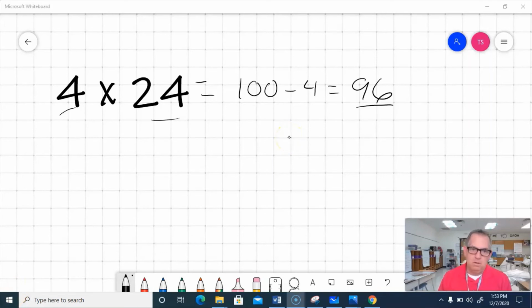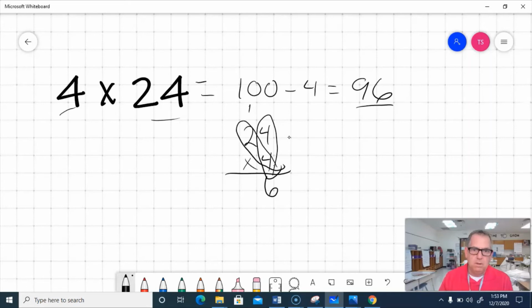And we go and work that out using our standard algorithm. So that'd be 24 times 4. So 4 times 4 is 16. Then 4 times 2 is 8, plus 1 is 9. So 24 times 4 is 96.